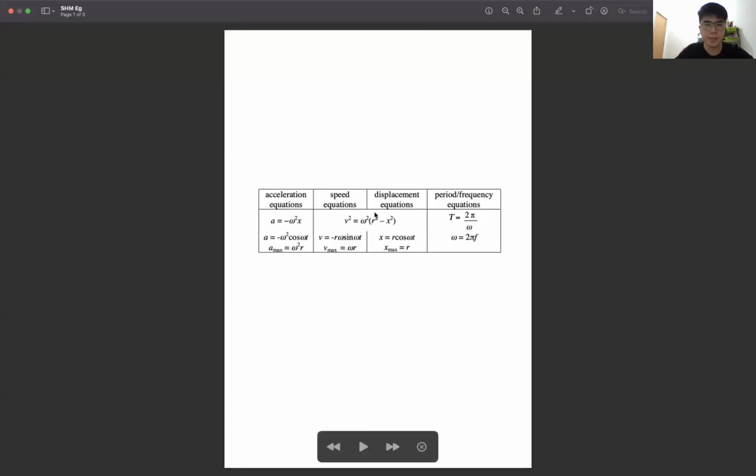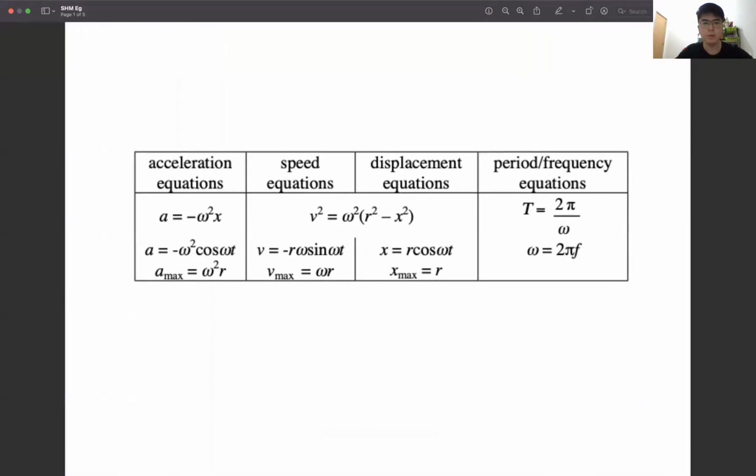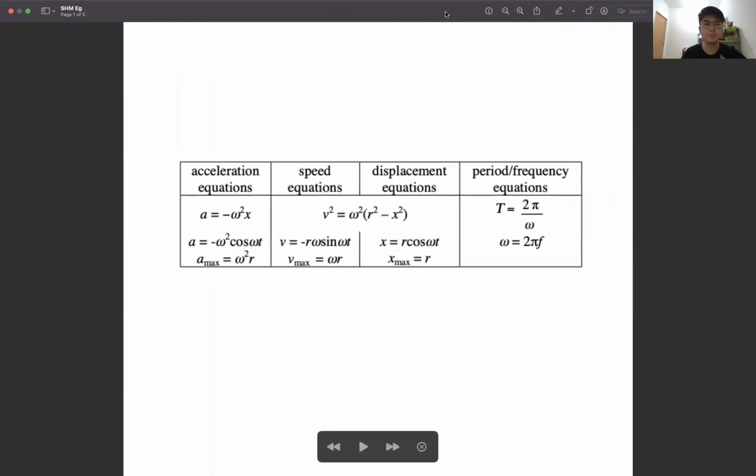Okay, now you should be seeing my PDF that shows the common formulas that you're going to need in the calculations part. All right, now we look at them one by one. So we have 4 columns: accelerations, the speed, the displacement, the period, and frequency. The first one, you're already familiar with.